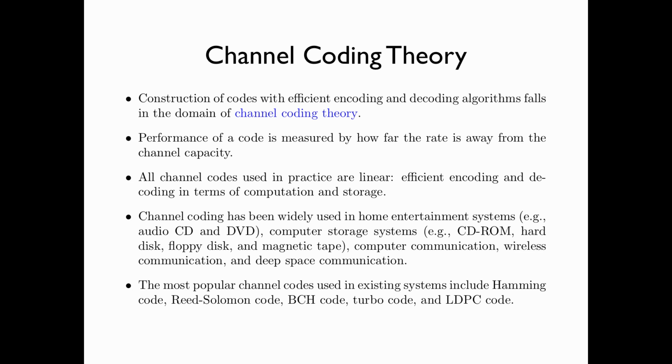The most popular channel codes used in existing systems include Hamming code, Reed-Solomon code, BCH code, Turbo code, and LDPC code. In particular, Turbo code and LDPC code are almost capacity achieving.